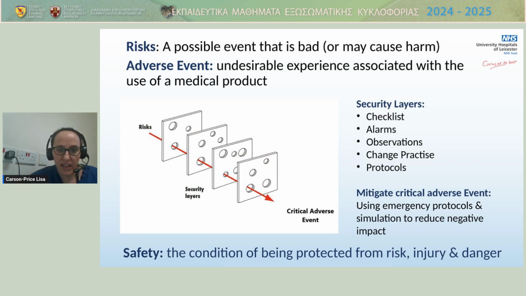But in order to prevent this, and like I said earlier, to prevent the amount of harm we do to the patient, we need to have security layers. So I always like to use the Swiss cheese model. The more security layers we have, the less likely we're going to have an event. And if we have good emergency protocols and we simulate these emergency protocols, it will turn a critical adverse event into not such a major problem. So our security layers, there's a whole host of them, and I'm going to go through a couple of scenarios in a moment. So they're checklists, the alarms on our ECMO circuits, our eyes and our observations are the most important, changing practice when we know something's not quite right, and really strong protocols.